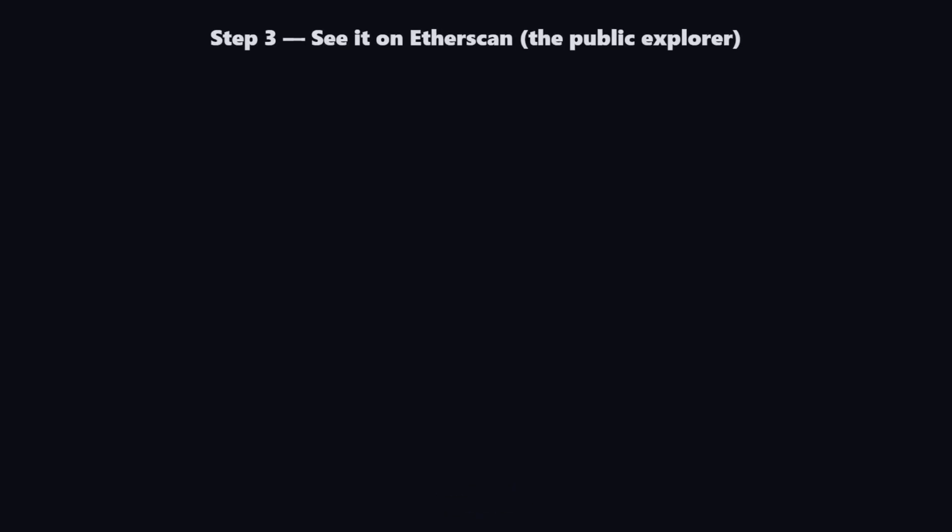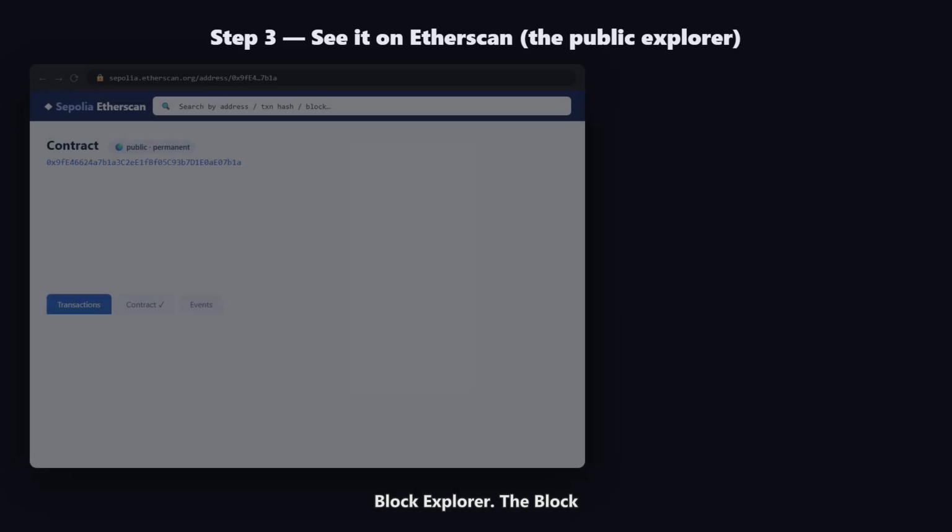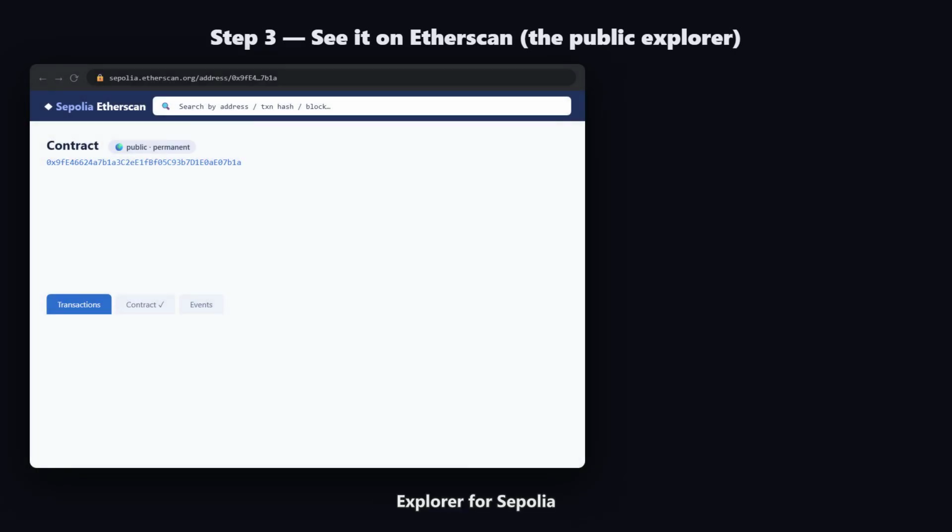Now here is where it gets genuinely exciting. On Ganache, your transactions were a private thing visible only in your terminal. On a public network, the opposite is true. Everything is out in the open, permanent and visible to absolutely anyone through a tool called a block explorer. The block explorer for Sepolia lives at sepolia.etherscan.org. And you don't even need to go looking.